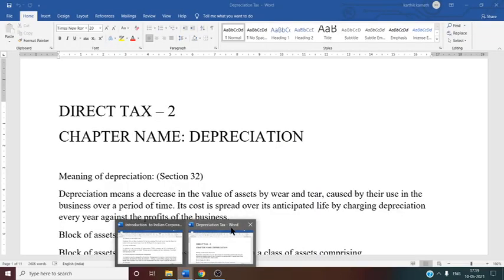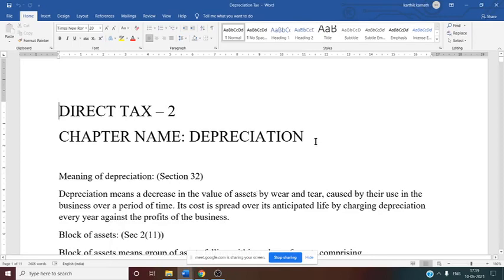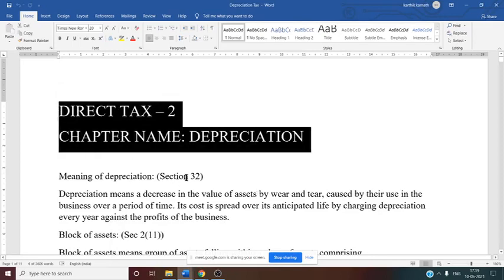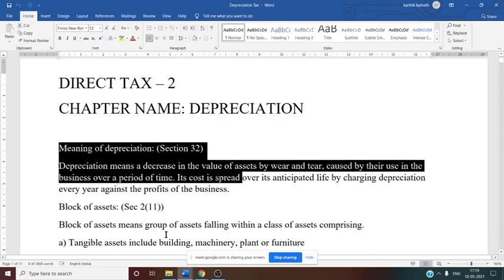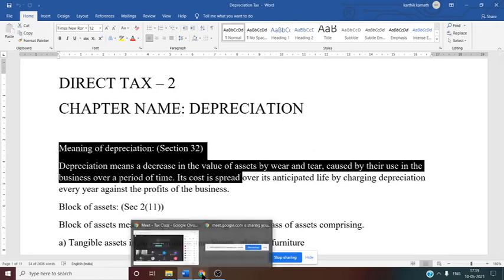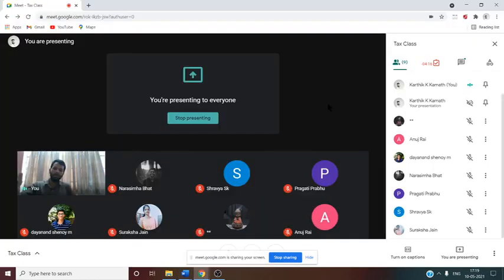Yes. So now the chapter name is depreciation. First thing we have to see is the meaning of depreciation. So what do you mean by depreciation? Can anyone tell me? We have heard this term several times, and we have seen this term several times.